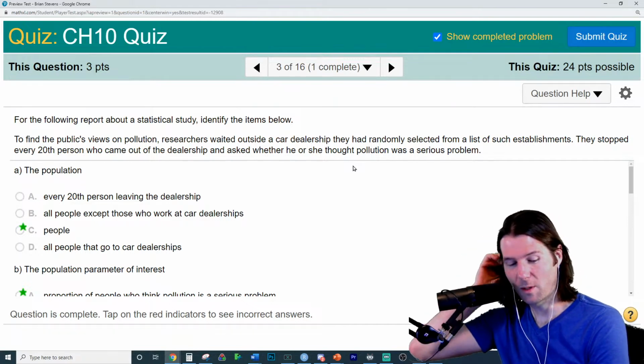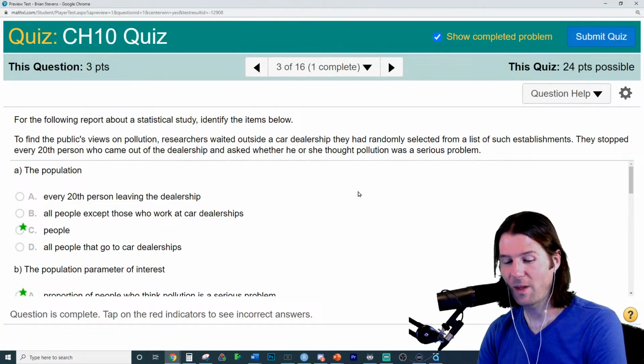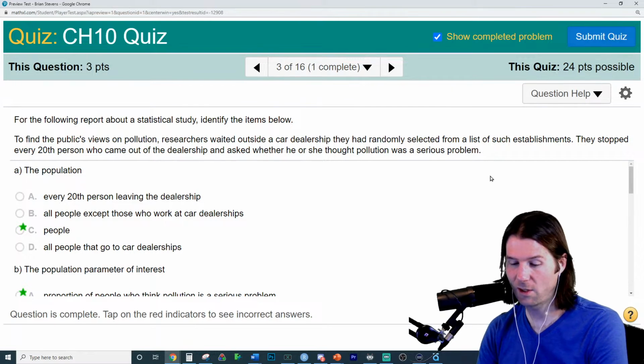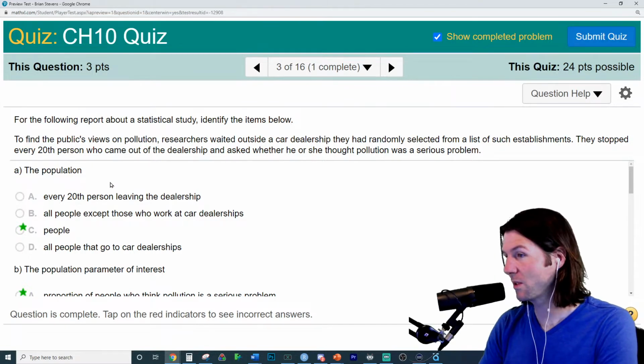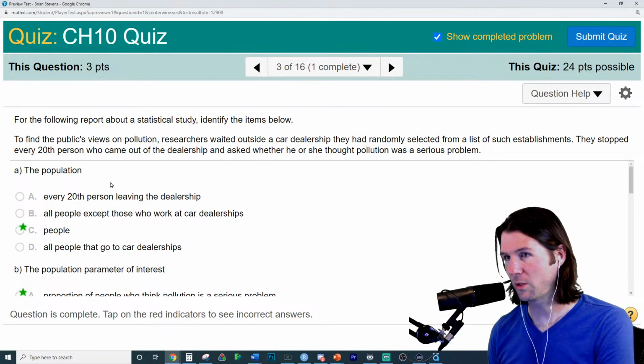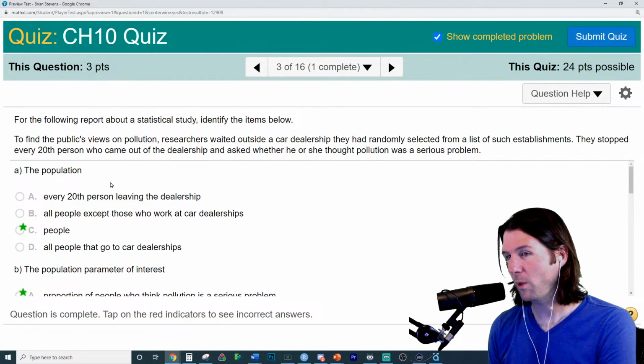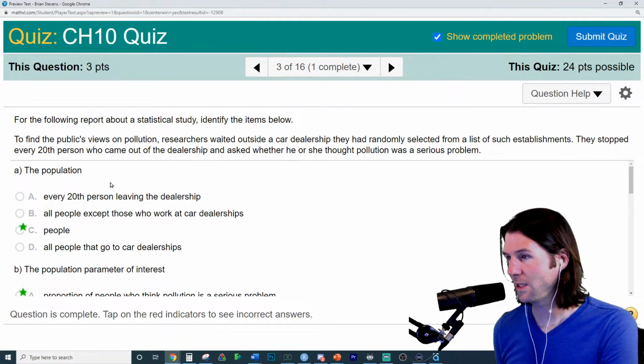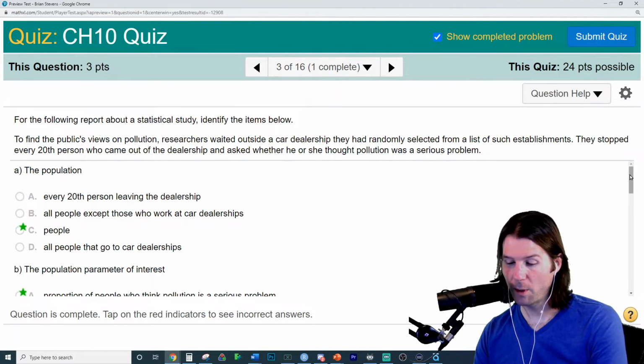To find the public's views on pollution, researchers waited outside a car dealership. They had randomly selected from a list of such establishments. They stopped every 20th person, so it's systematic, who came out of the dealership and asked whether he or she thought pollution was a serious problem. So they're talking to people. The population parameter of interest is if pollution is a serious problem.